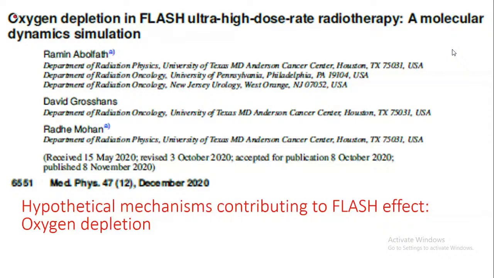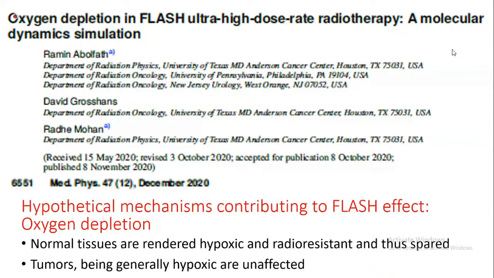Based on this hypothesis, normal tissues are rendered hypoxic and become radioresistant, and thus they are spared. But tumors are generally hypoxic and unaffected by the dose rate, while application of high dose rates preserves and maintains the immune system to fight against the tumor cells. Therefore, the application of flash dose rate is ultimately beneficial to suppress tumors faster, even for hypoxic tumors.